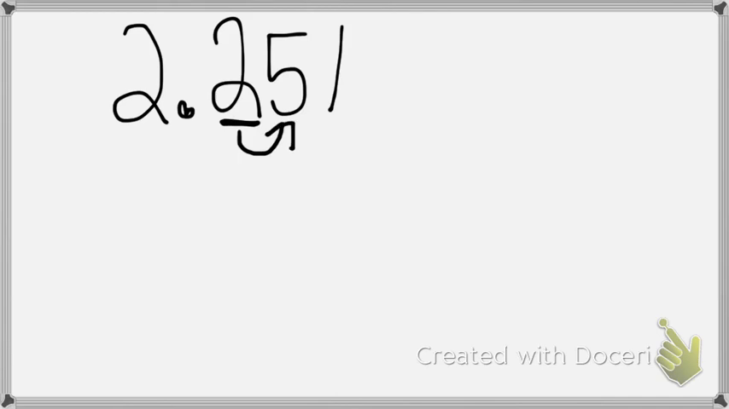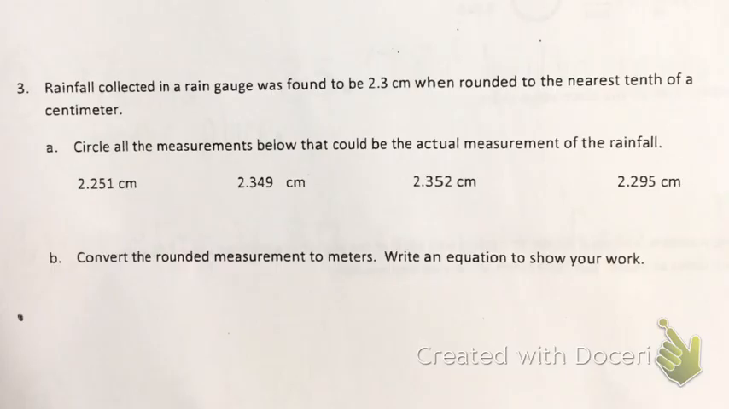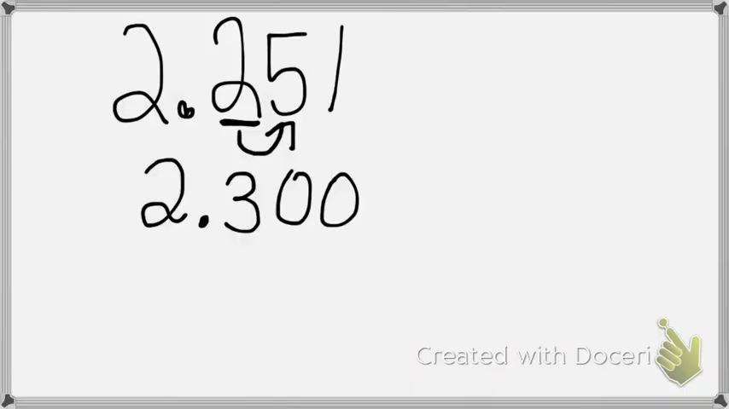Can the 5 change that 2? Yes, sir. The rule is if it's 5 or greater, it rounds it up. If it's 4 or below, it stays the same. So that 2 becomes a 3. The number in front of that stays the same, and all the other numbers become zeros. So could I circle that one as being one of them? Yes, I could.